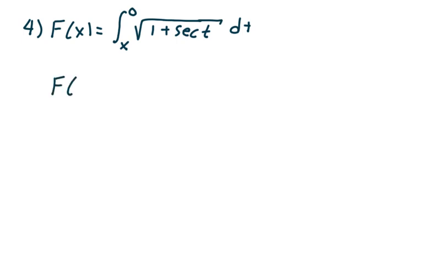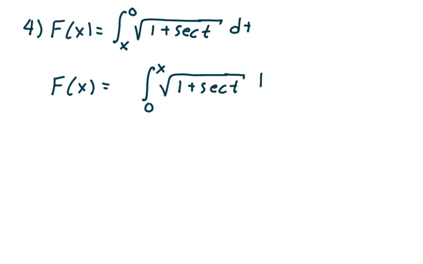So how do we deal with that? What I'm going to do is switch the lower limit and the upper limit. In other words, I'm going to take the integral from 0 to x of the square root of 1 plus secant of t dt. But I can't just switch those limits without offsetting this integral with a negative. So I'm going to multiply this integral by a negative 1, and when I do that, I can switch those limits.